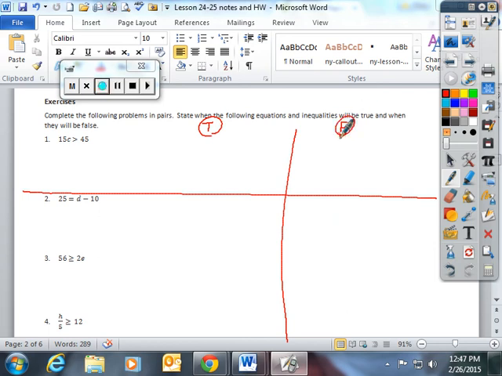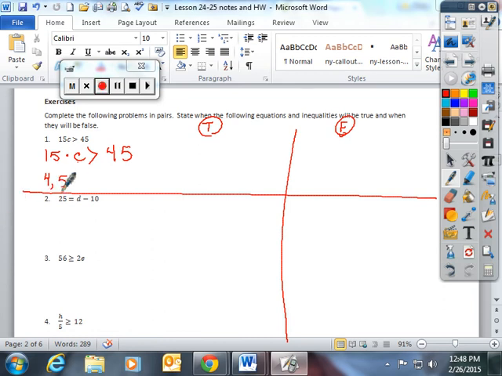Okay, so the first one we did is 15 times c, which I like to expand, is greater than 45. So the students were asked to think about what number can we multiply by 15 to make it greater than 45. 15 times 1 is 15, 15 times 2 is 30, 15 times 3 would be 45. So 15 times 4 would work. That would make it a true statement.